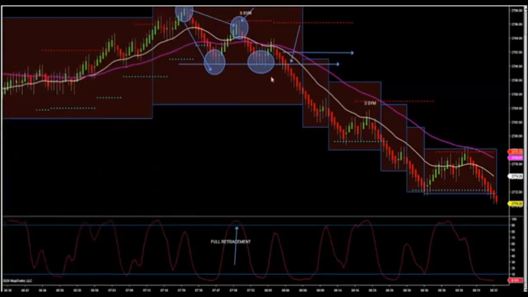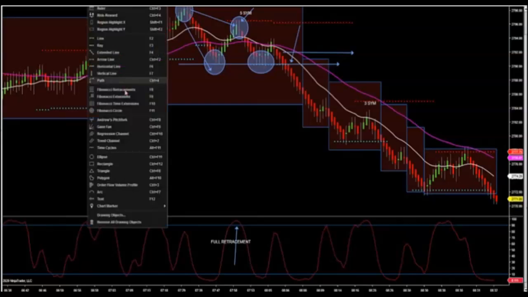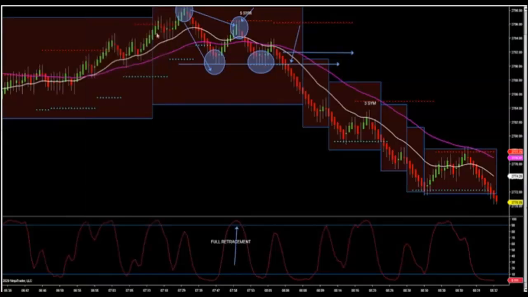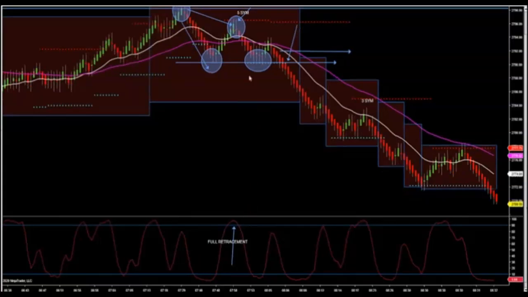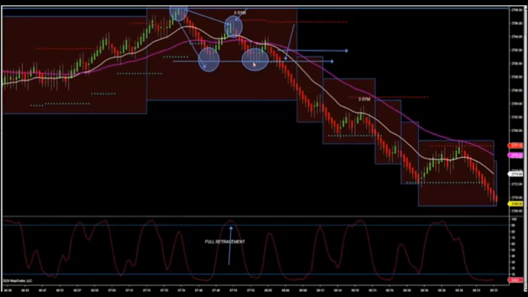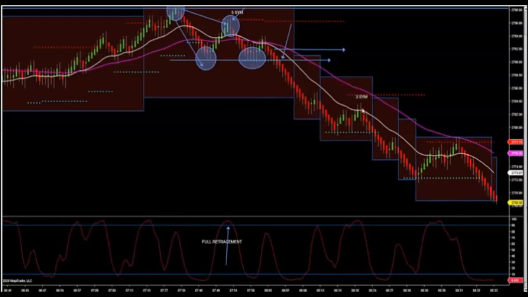But the whole idea is 9 sim. Once it gets rolling down, this was the institutional level up here. And then it comes back up to the 5 sim. You get another shot at it. Then you broke that W, which is a head and shoulders pattern. And then you get another shot at the 3 sim Rinko. 3 sim, got it short here, and now we're rolling.